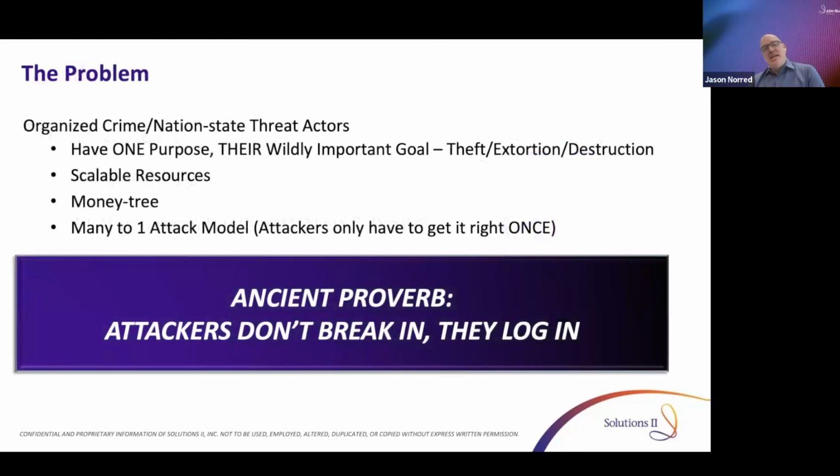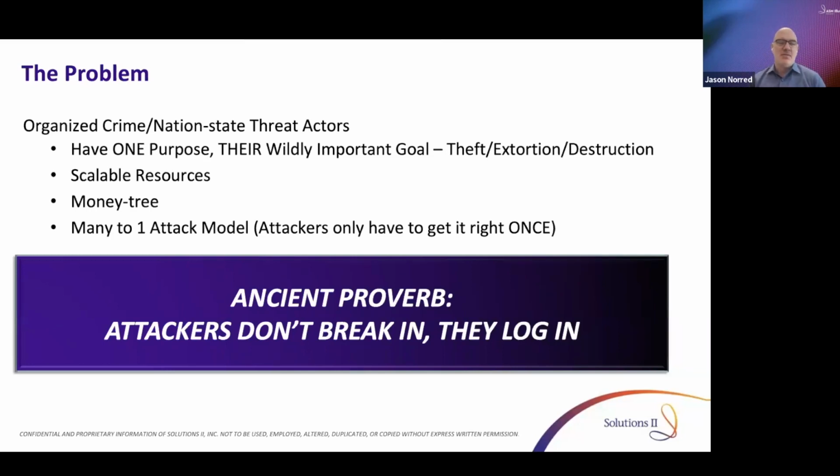So as we stated, just summarizing the problem, organized crime and nation-state threat actors have one purpose, one wildly important goal, which is essentially theft, extortion, destruction in some way, shape, or form. They have almost unlimited scalable resources. They're, to my knowledge, the only entity in the world that literally does have a money tree, in the sense that anytime they're running short on resources or funding, they can launch more ransomware attacks and get more money. It's pretty easy for them.